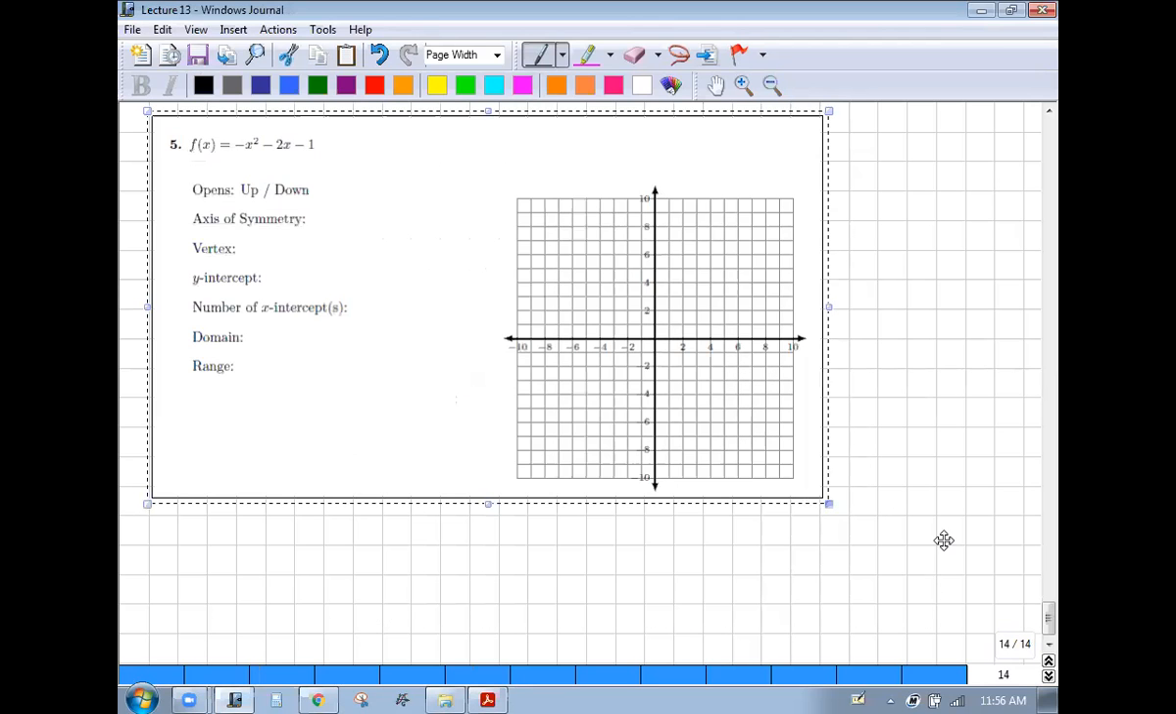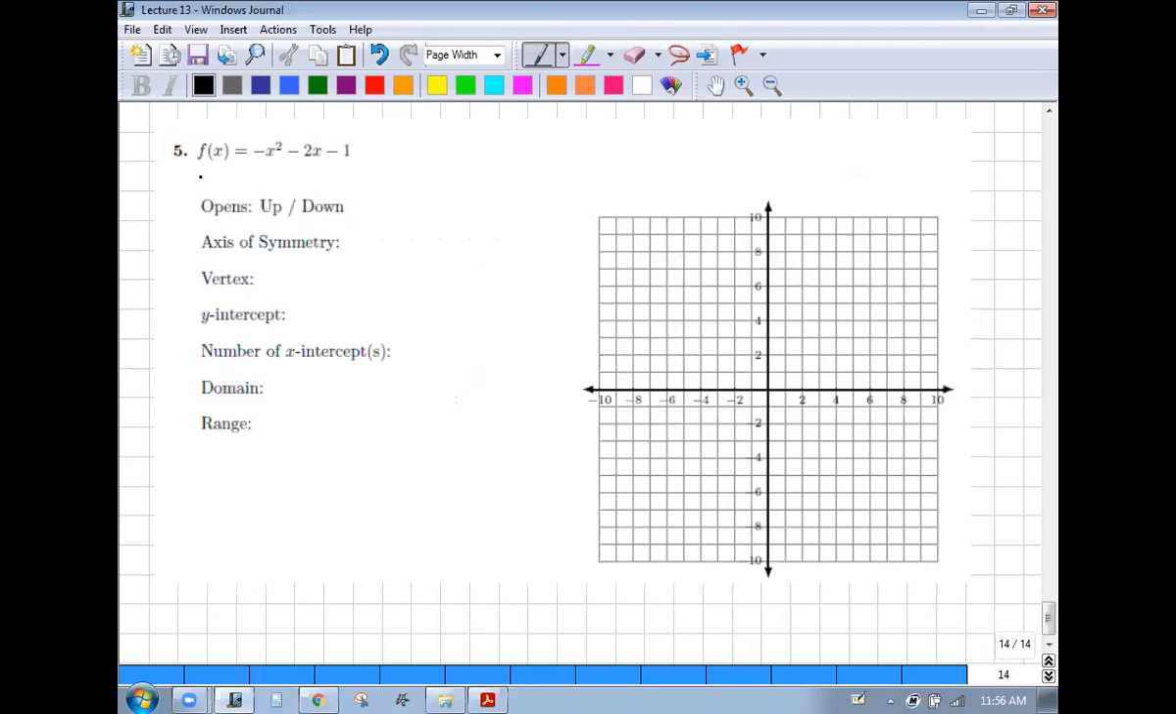Now this guy, A is -1, which is negative, so this thing opens downward. Our B is -2, our C is -1. Axis of symmetry, -b over 2a. We have a -2 over 2 times a -1. Overall gives us a -1. So we go to the left 1. There's our axis of symmetry.